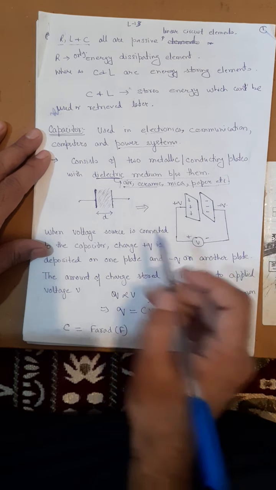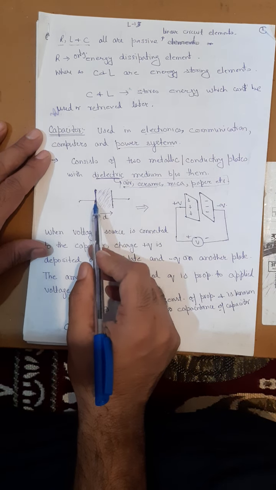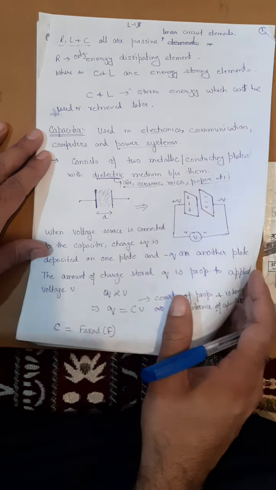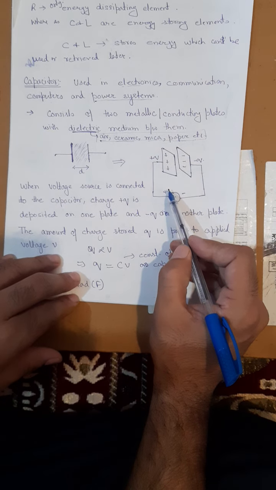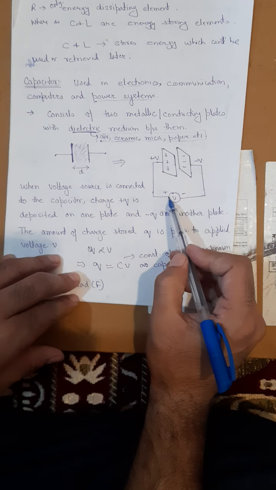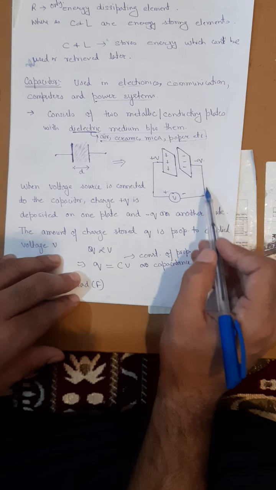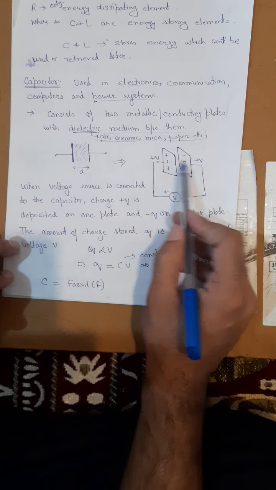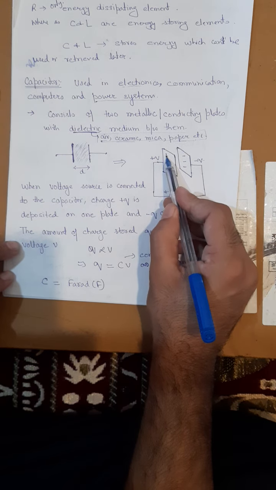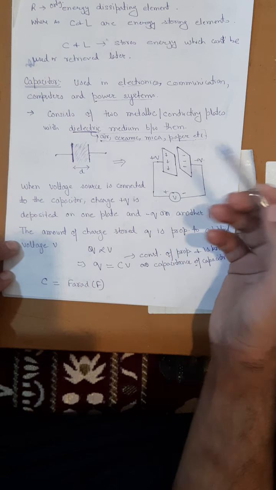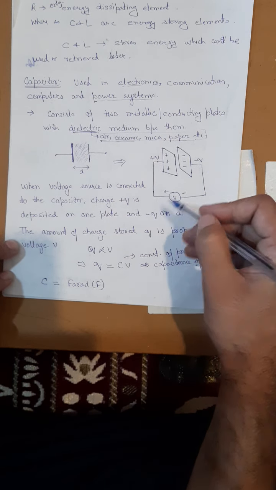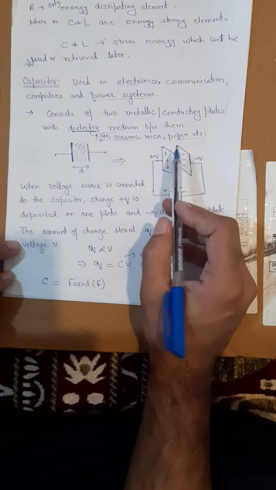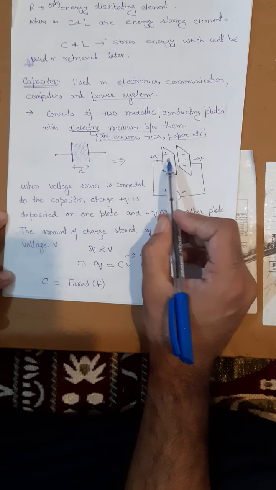Now I am connecting this capacitor to a voltage source, which means I am energizing it. The circuit will look like this. One plate is connected to the positive of the voltage source and the other plate is connected to the negative. When a voltage source is connected to the capacitor, a charge equal to plus q is deposited on one plate, and an equal charge of opposite polarity, minus q, is deposited on the other plate.